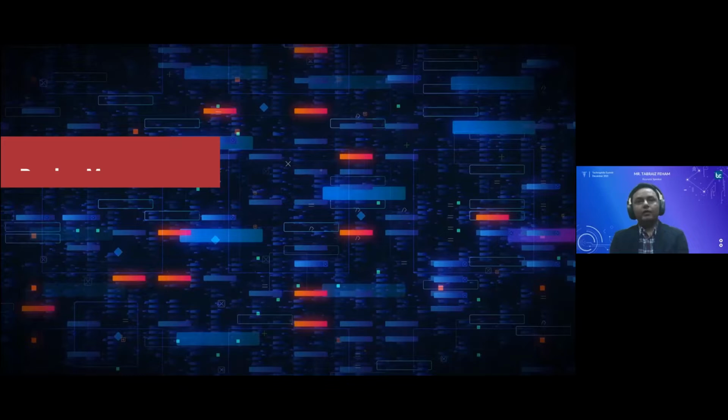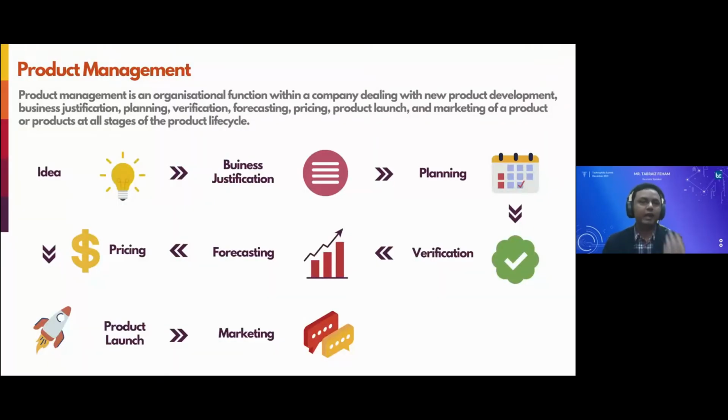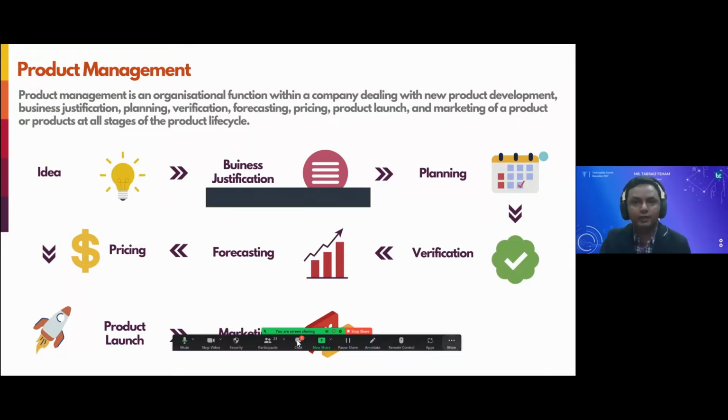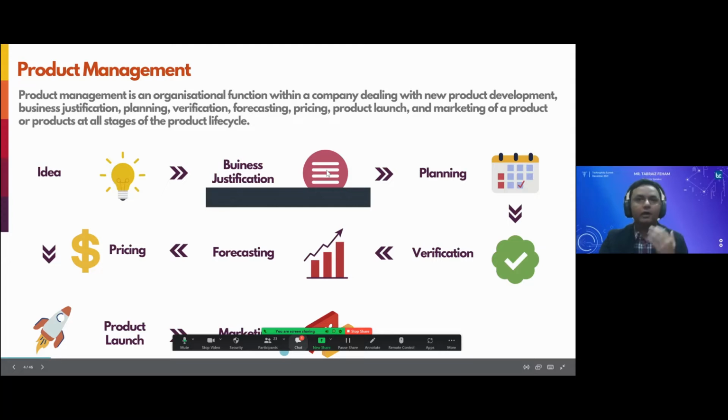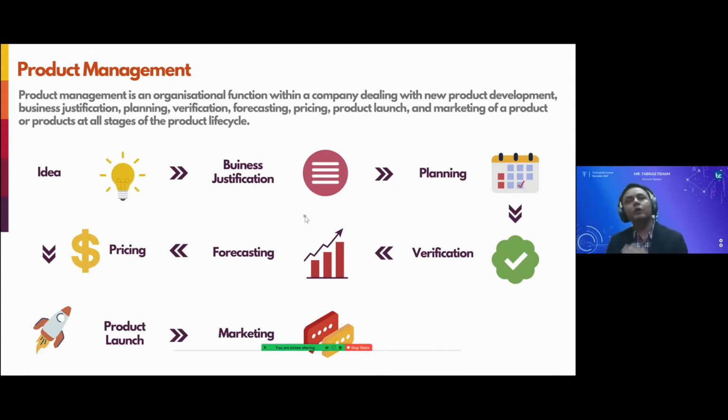Right away, into product management. What exactly is product management? Product management is an organization or not, it's a question in itself as well. So you need to come up with an idea, and right away you need to come up with the business justification as well, whether this idea that you have will make a good business justification or not, whether there is already competition in the market or not, and if somebody else is doing the same thing, whether you can come up with something better.